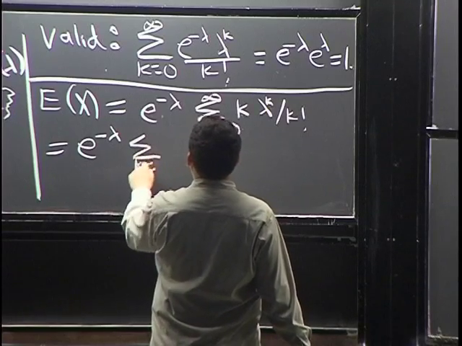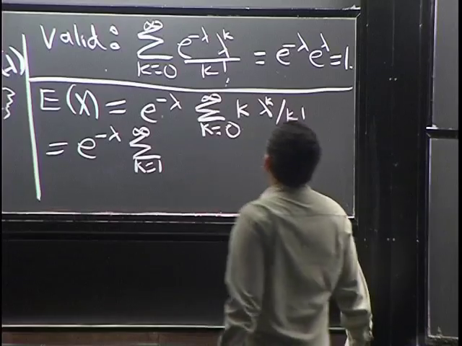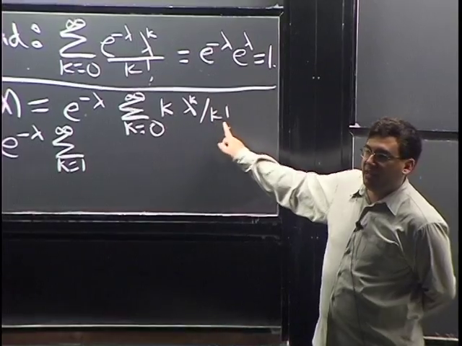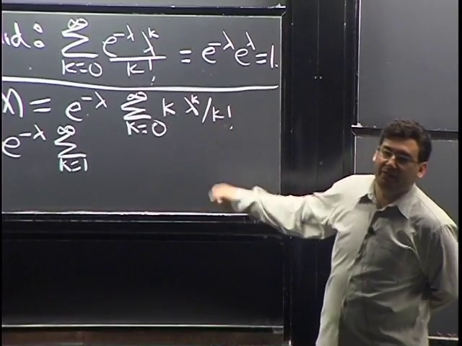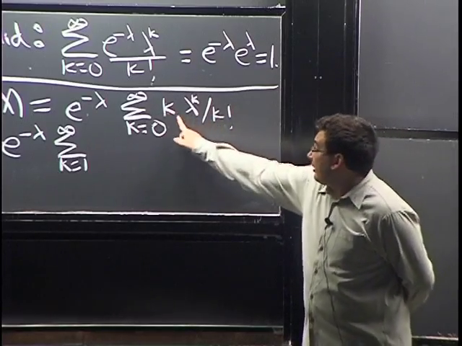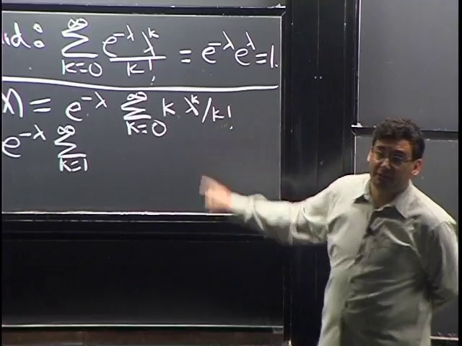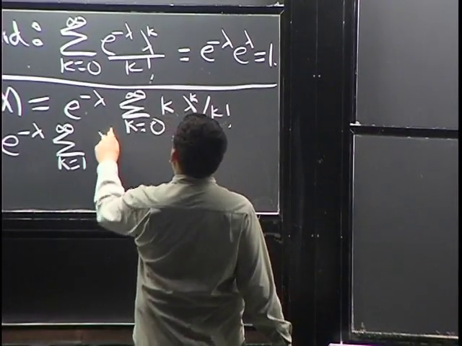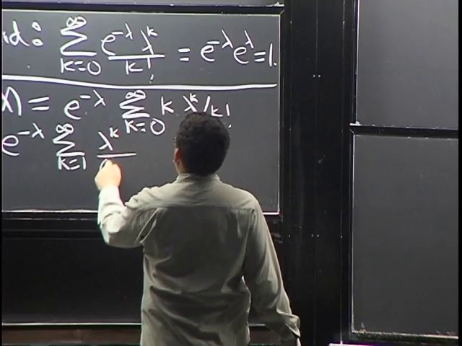So let's go from 1 to infinity. And notice we have k over k factorial. Well, k factorial is k times k minus 1, k minus 2, and so on. So the k cancels one of the k's, and we're left with k minus 1 factorial in the denominator. So that's really just lambda to the k over k minus 1 factorial.